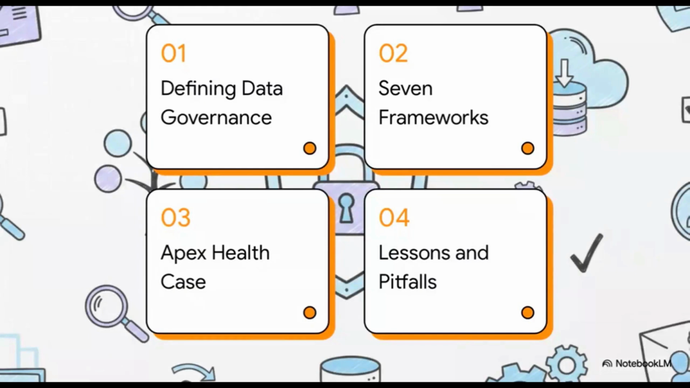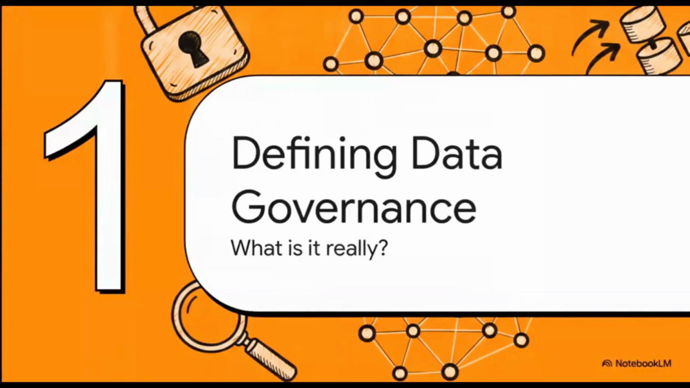First, defining data governance. Second, the 7 governance frameworks. Third, seeing these frameworks in action with the Apex Health case. And fourth, key lessons and pitfalls. Let's start right at the foundation with Section 1, defining data governance.